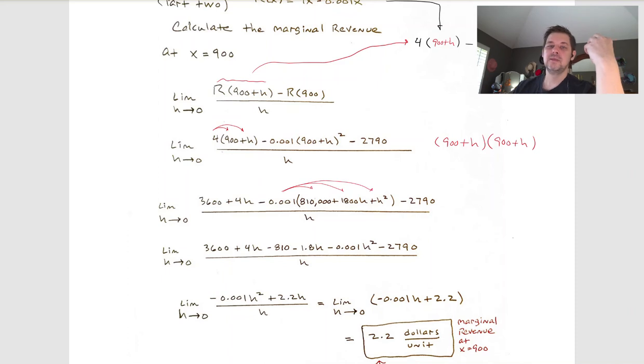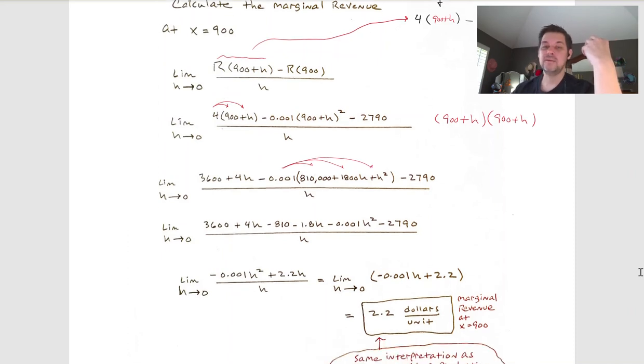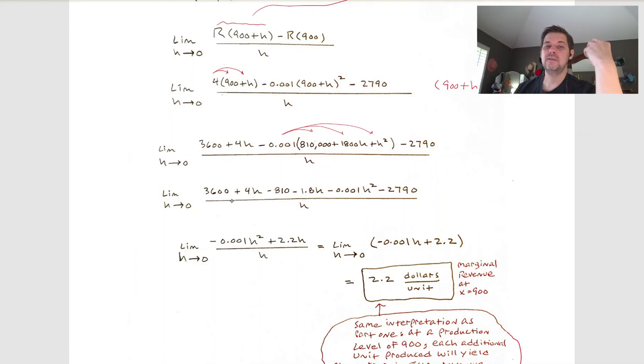Okay? And that'll take me to this. And then if I combine all the like terms that are there, you'll find that 3,600 minus 810 minus 2,790, those cancel. If I add 4h and negative 1.8h, I'll get 2.2h. And then the last like term is negative 0.001h squared. So I get that all over h.